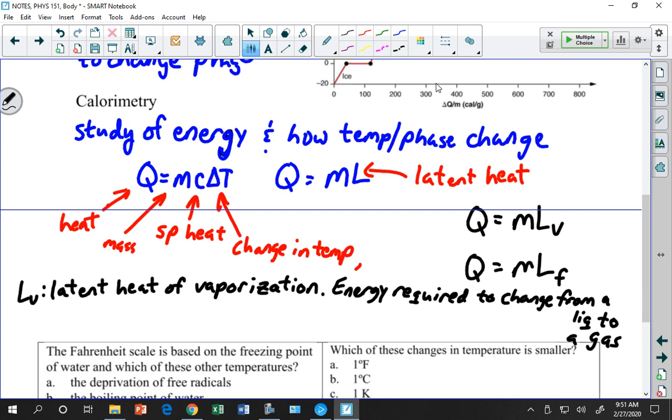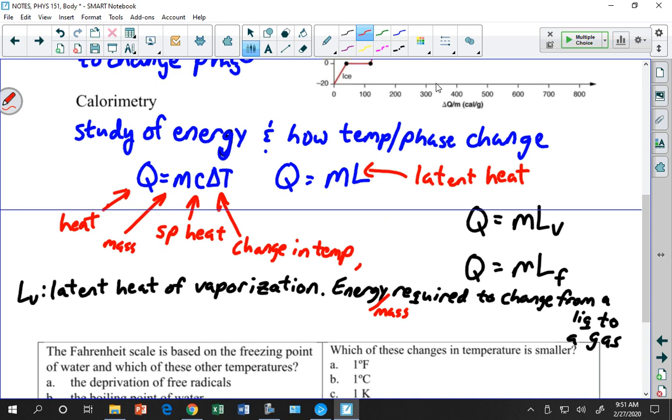It's just the energy, or really it's the energy per unit mass that's required to change a material from a liquid to a gas. In fact, let me correct that in my definition. It is the energy per mass. Okay? Required to change from a liquid to a gas.